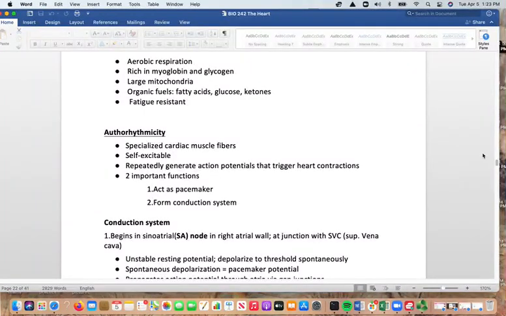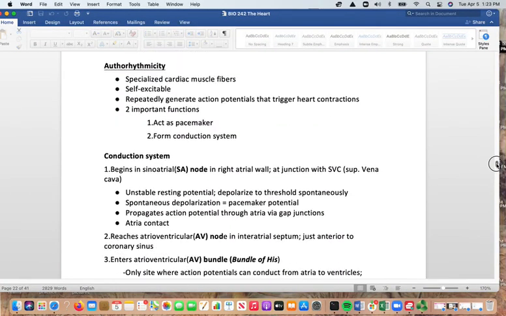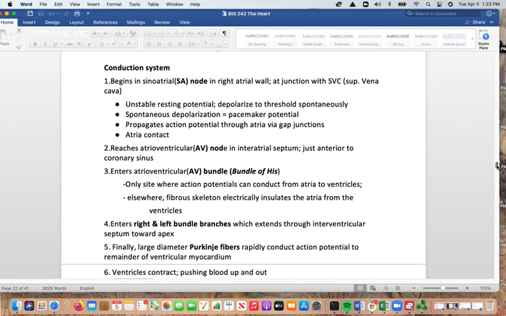All right, so we're going to continue with the heart in looking at the conduction system. For the heart, conduction is going to begin in the SA node or sinoatrial node that's in the right atrial wall. It's at the junction with the superior vena cava. So this has an unstable resting potential, and it will cause it to depolarize to threshold level spontaneously. So this spontaneous depolarization is what makes it have the potential to be the pacemaker.